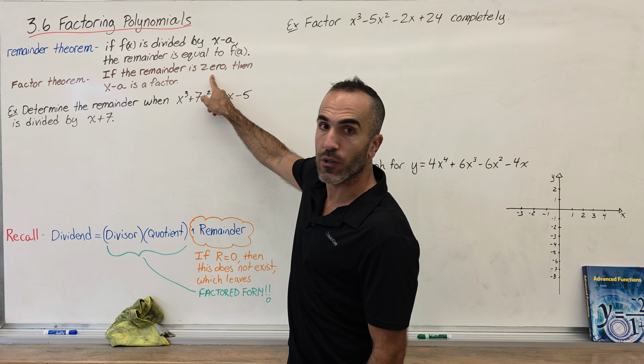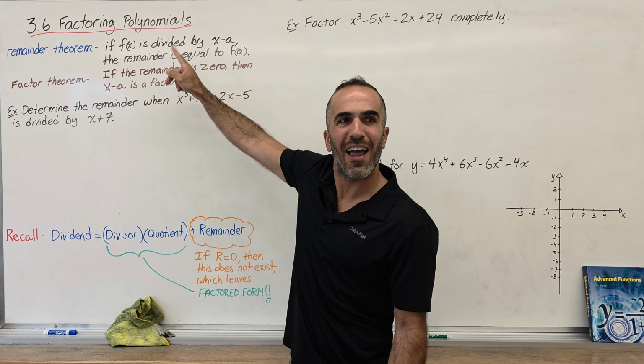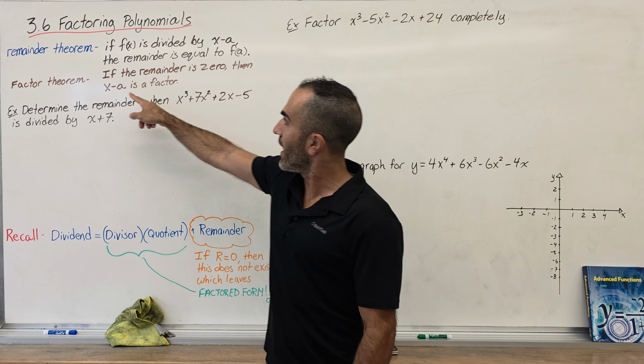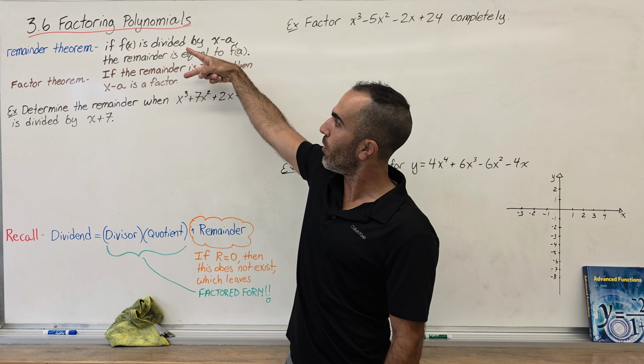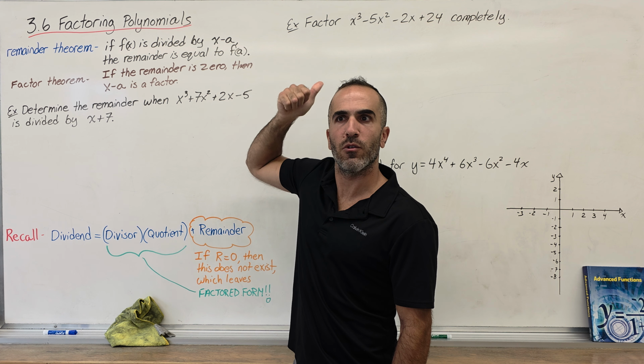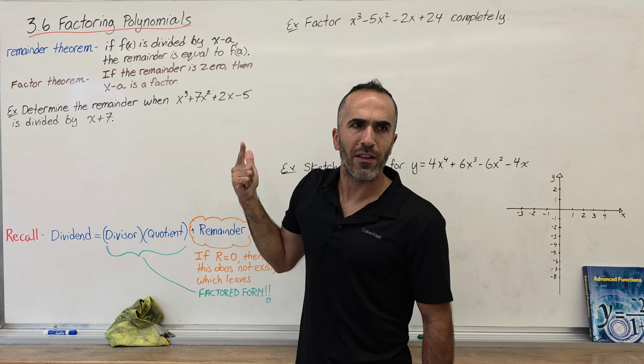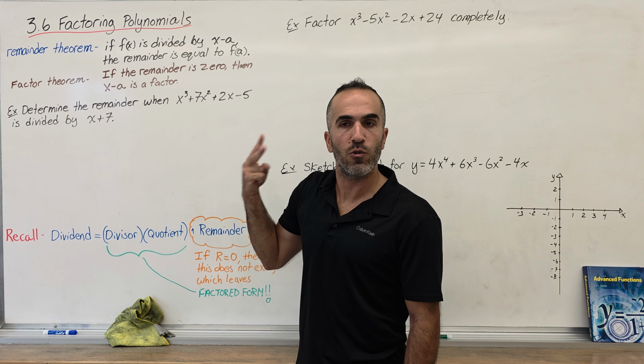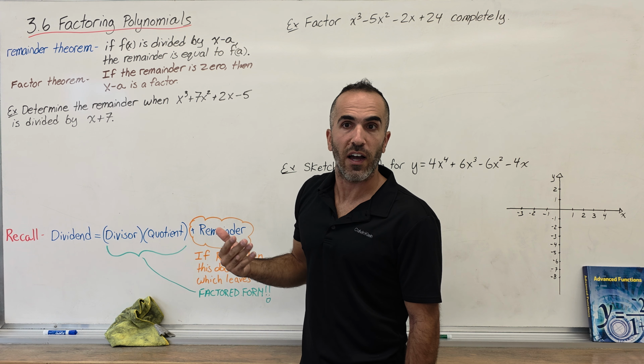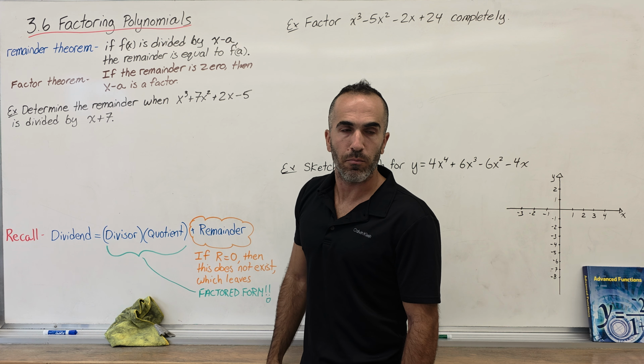If the remainder is 0, so if I use the remainder theorem and the remainder is 0, then x minus a is a factor. So we use both at the same time, because the remainder theorem tells us if we plug something in, we get the remainder. And then we know if the remainder is 0, it's a factor. So we use both at the same time to find factors. And yes, it is going to be plugging and chugging.